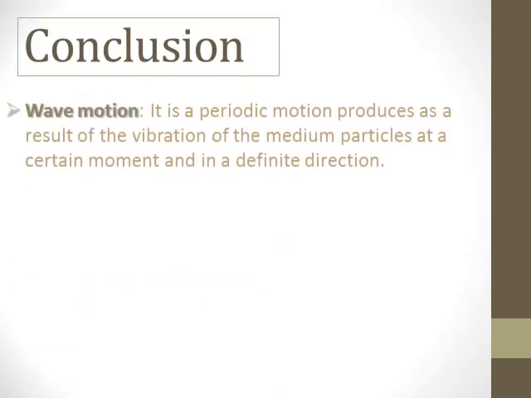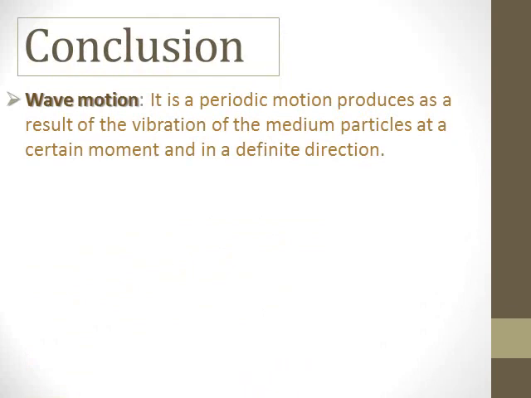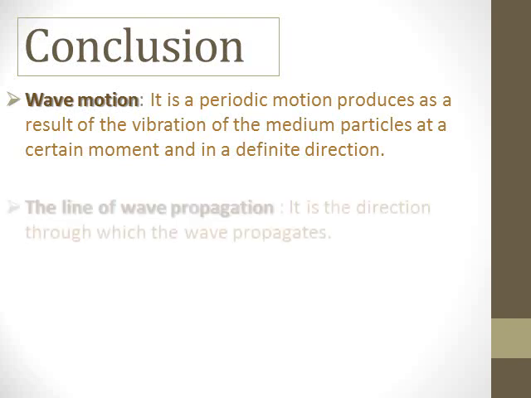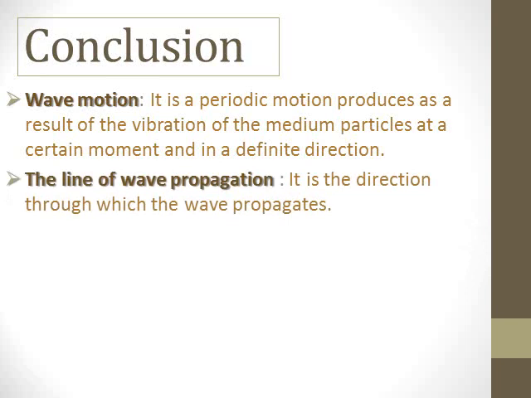From the previous example, we can conclude that wave motion is a periodic motion produced as a result of the vibration of the medium particles at a certain moment and in a definite direction. The line of wave propagation is the direction through which the wave propagates.